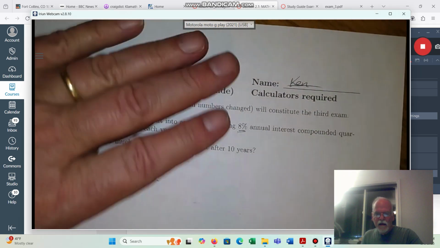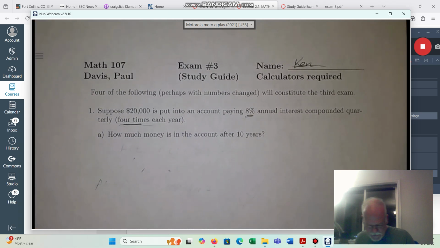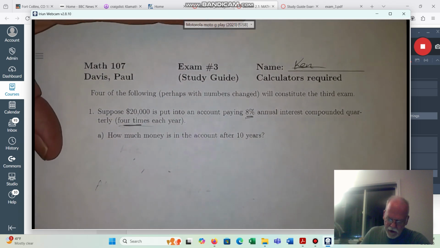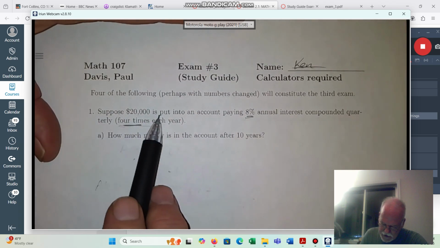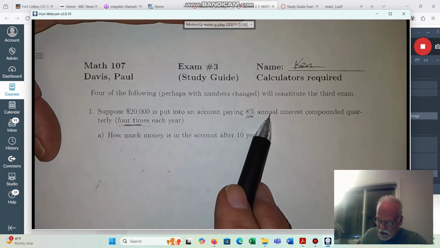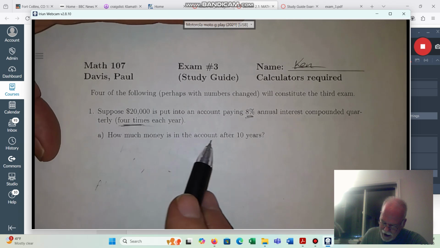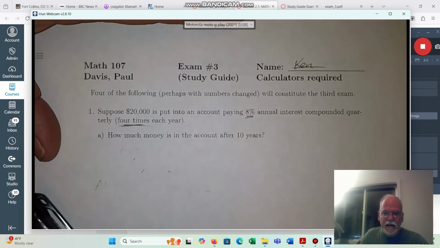Okay, I'll see if I can try this one more time. The alarm went off last time when I was doing this problem, so I'll reread the problem. Suppose $20,000 is put into an account paying 8% annual interest, compounded quarterly. That's 4 times a year. How much money would that take?